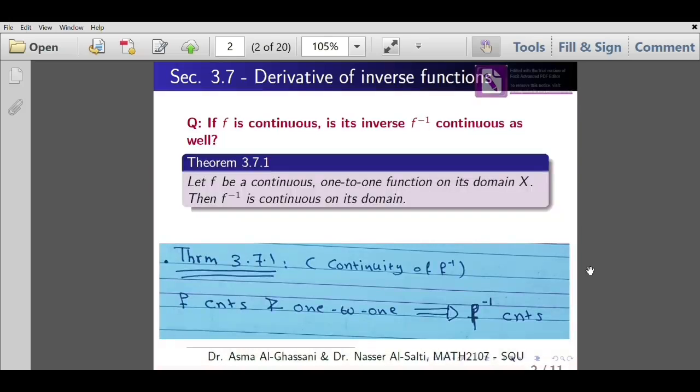So let us start with theorem 3.7.1, which talks about the continuity of the inverse function. If f is continuous, its inverse also will be continuous as well. Let us see this theorem. It says let f be a continuous one-to-one function on its domain X, then f inverse is continuous on its domain. So in brief, if f is continuous and one-to-one, its inverse also will be continuous.